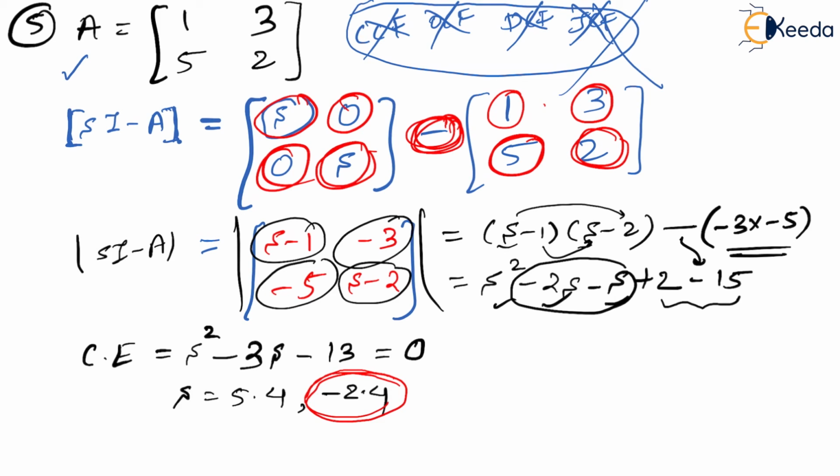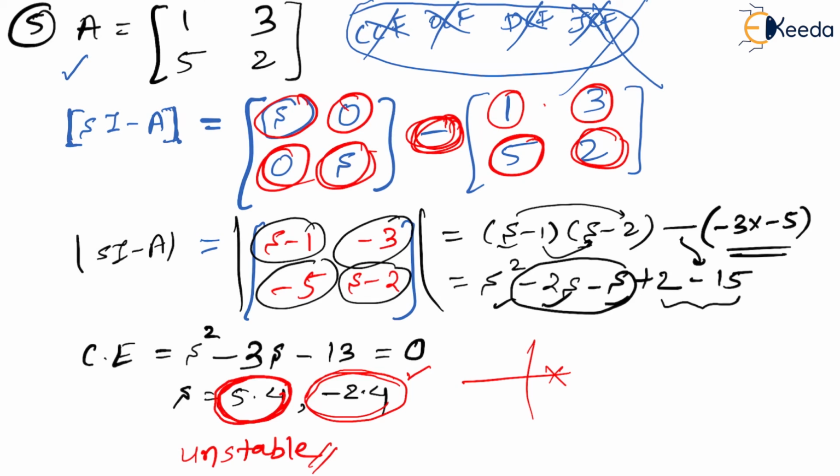Since s equal to minus 2.4, this one is stable. What about s equal to 5.4? S equal to 5.4 in the sense the pole is here, which means it is unstable. This is the thing we have understood.